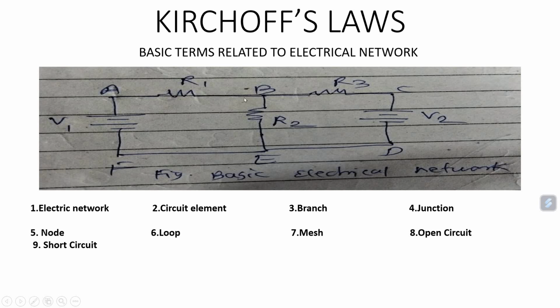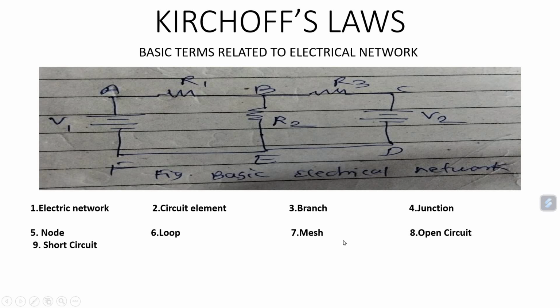So, for example, in this electrical network, A, B, E, F, A is the set of branches which form a closed loop and that closed path. That's why it is called a loop. Similarly, B, C, D, E, B is the second loop, and the third loop is the outer portion of this network, that is A, B, C, D, F and A. This is the third loop. So I hope the concept of the loop is clear.